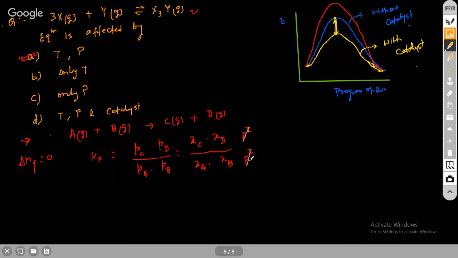So basically what happens, if the reaction is of this type, when del Ng equals 0, you see Kp is independent of pressure over here. When it is independent of pressure, pressure won't have any effect on equilibrium.